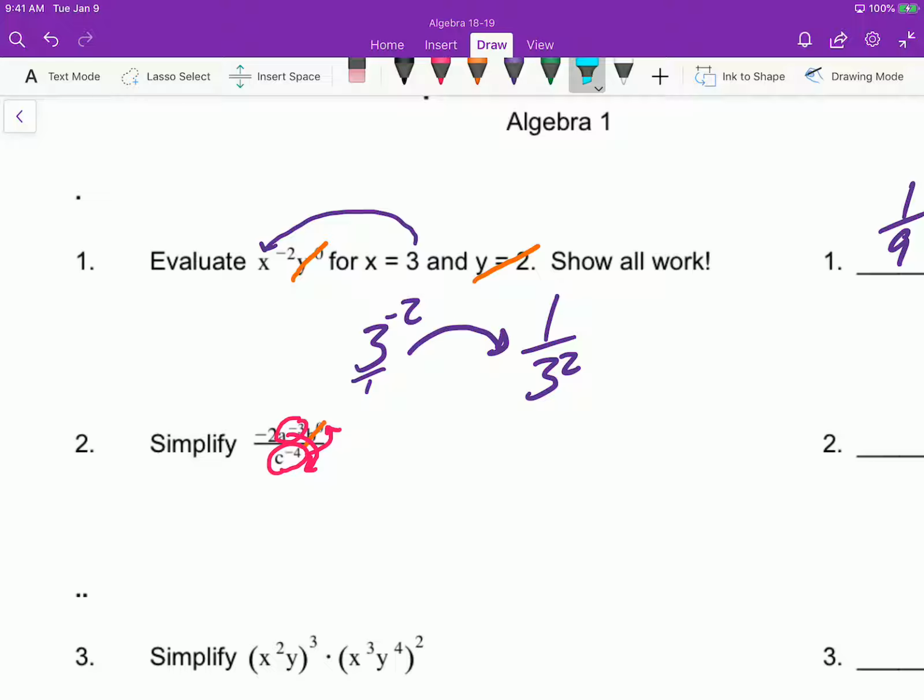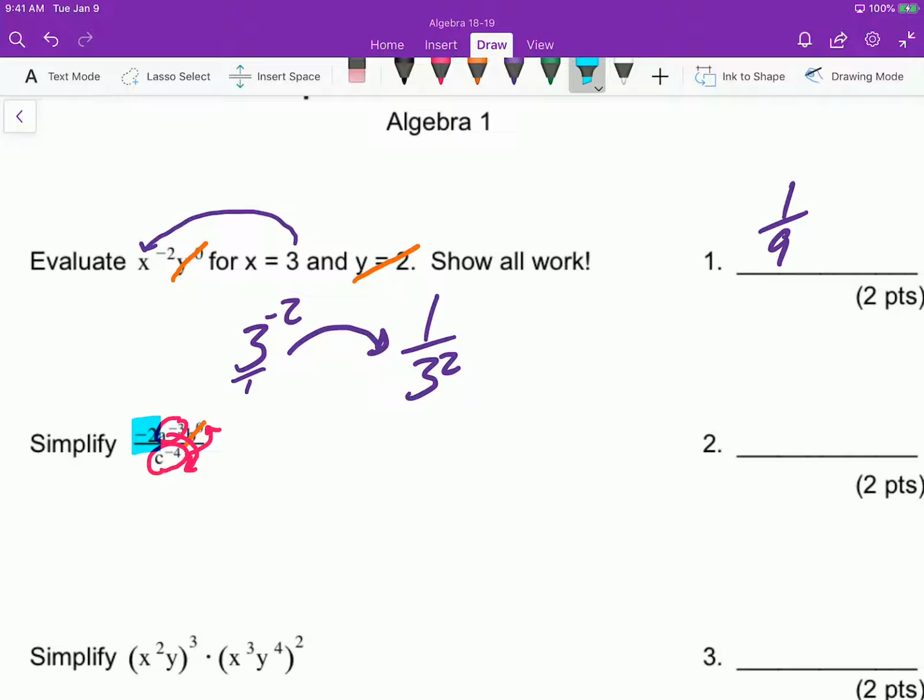Negative 2 is a regular number, so that baby's staying put right there, should not move. So then my final answer would be negative 2c to the 4th over a cubed.